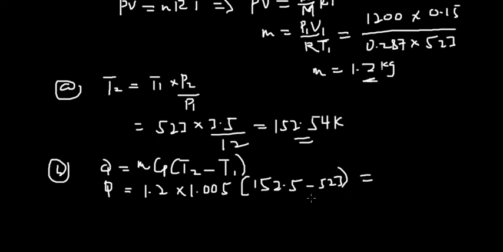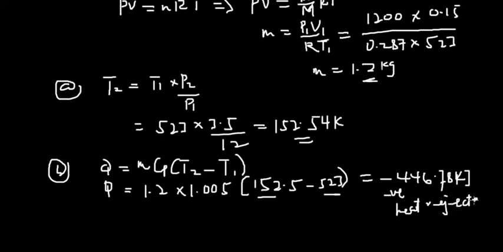When you compute this, you notice that we end up with a negative value: minus 446.78 kilojoules. This negative sign means that heat is being rejected from the system. Heat is being rejected from the system. That's what the negative sign means.